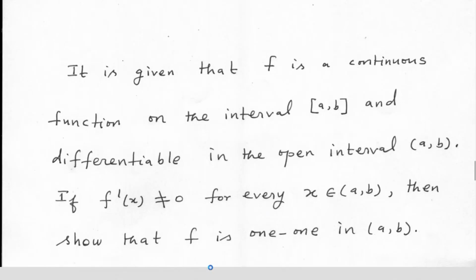It's given that f is a continuous function on the closed interval ab, and it's differentiable in the open interval a comma b. If f dash x is not equal to 0 for any x in ab, then show that f is 1 to 1 in ab. Can you try it?